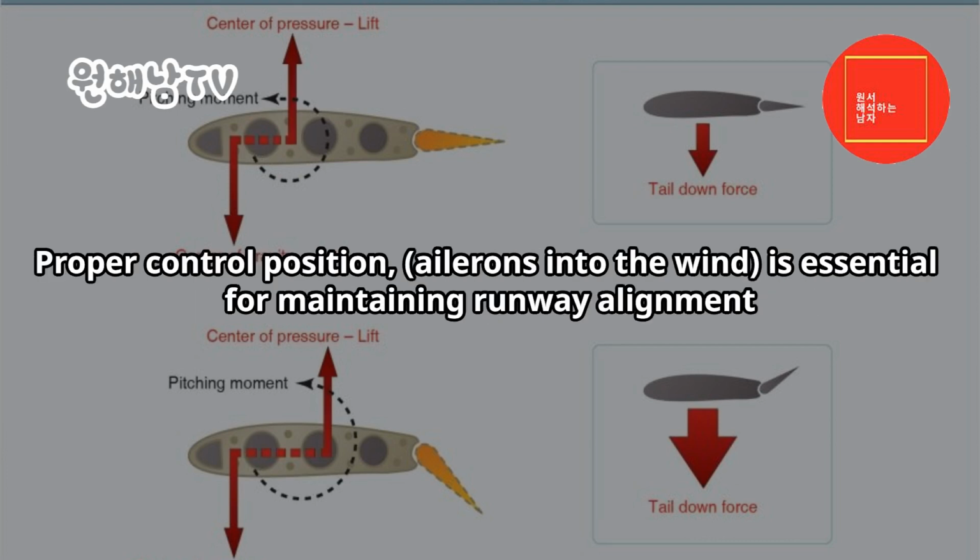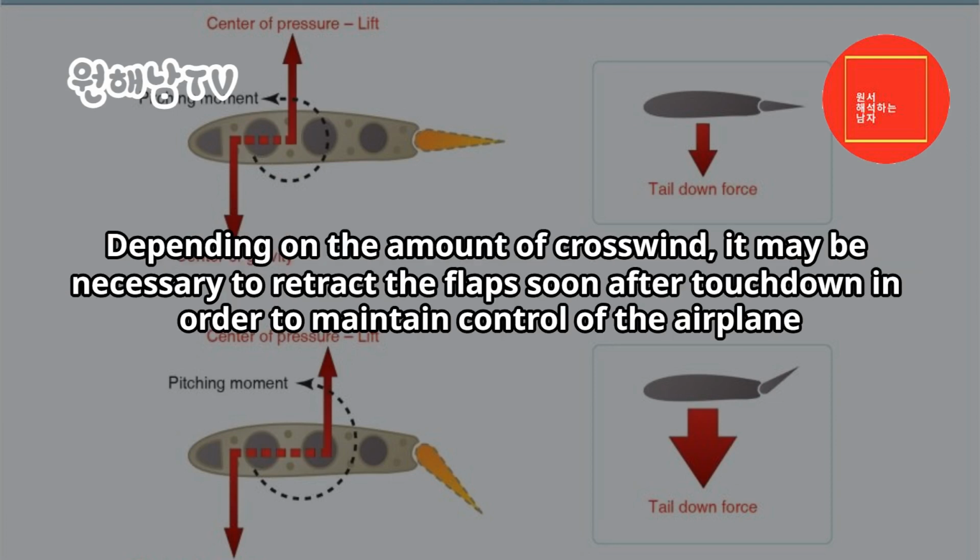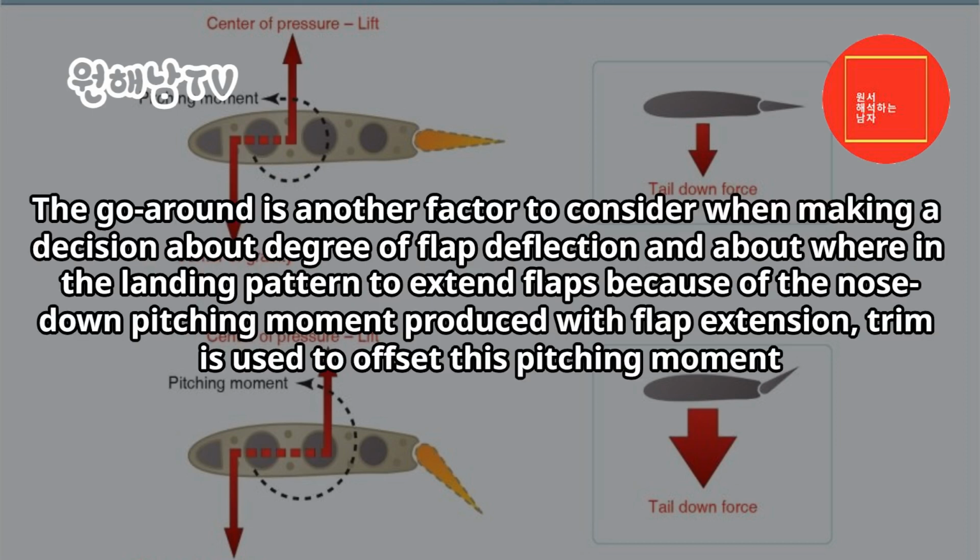Proper control position, ailerons into the wind, is essential for maintaining runway alignment. Depending on the amount of crosswind, it may be necessary to retract the flaps soon after touchdown in order to maintain control of the airplane. The go-around is another factor to consider when making a decision about degree of flap deflection and about where in the landing pattern to extend flaps.